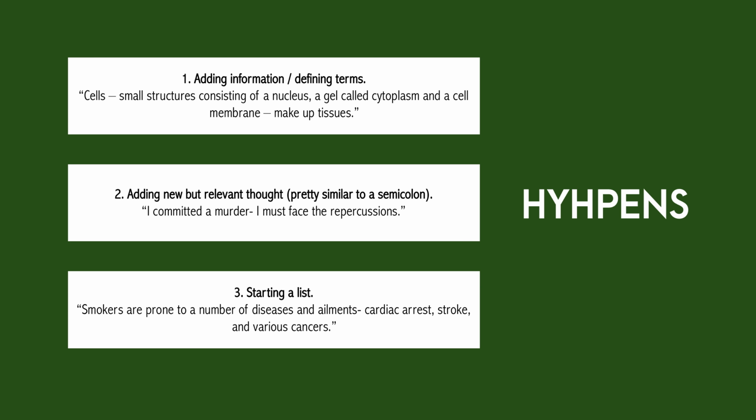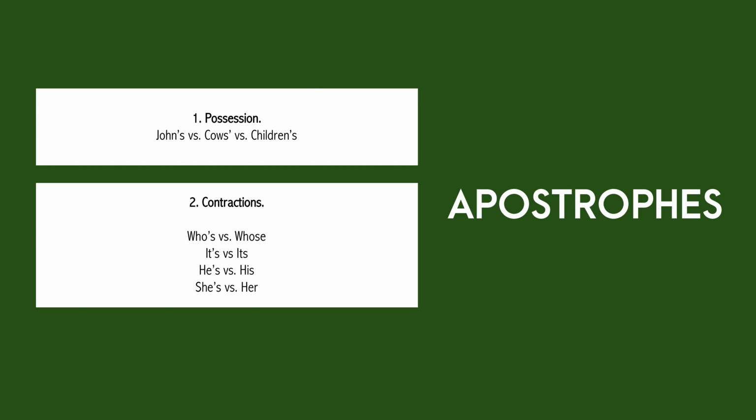So smokers are prone to a number of diseases and ailments. Hyphen, I'm starting a list: cardiac arrest, stroke, and various cancers. Apostrophes. Now, it is generally used to show possession, and here I'm going to talk about something very important.